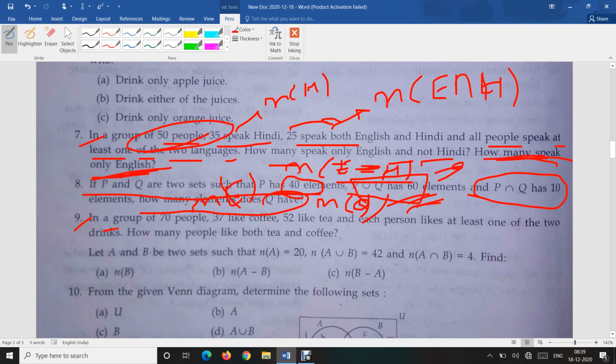Question number 9. In a group of 70 people, 37 like coffee, 52 like tea, and each person likes at least one of the two drinks. Okay, that means this time it is saying at least one of the two drinks. That means it is the union portion.